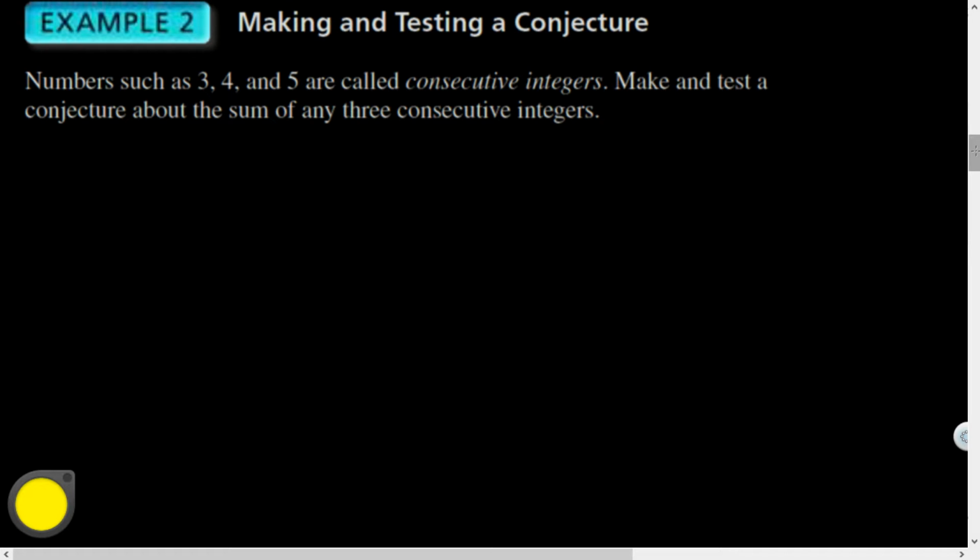So numbers such as 3, 4, and 5 are called consecutive integers. Make and test a conjecture about the sum of any 3 consecutive integers. Okay, so let's see if we can recognize a pattern.